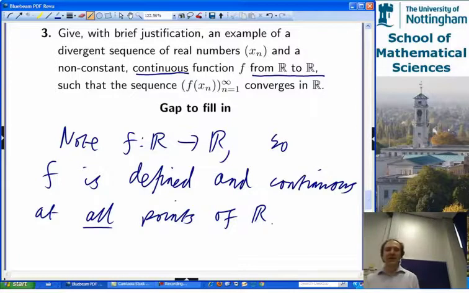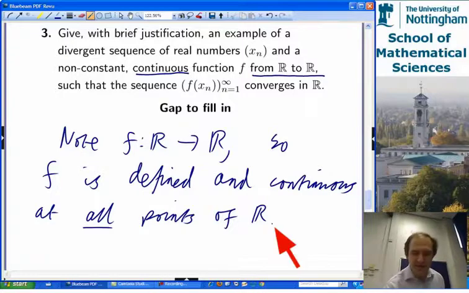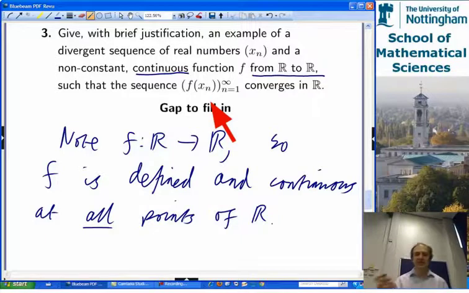So it mustn't be constant. And then any old divergent sequence of real numbers, but it's got to be one sequence, not infinitely many sequences. There mustn't be any unknowns left in there. You've got to tell me what your sequence is. I want a specific sequence. I want a specific function. The function's got to be continuous on the whole real line. It's non-constant, and it turns this divergent sequence into a convergent sequence after you apply the values. This notation here has been known to confuse people, but that's just a sequence.